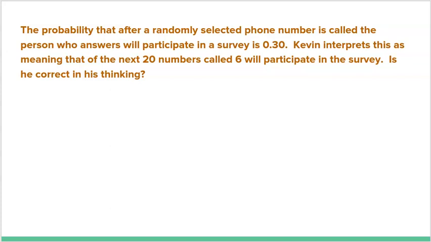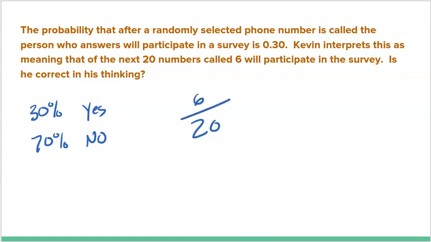All right, well, let me get a couple things straight here. There is a 30% chance that somebody will answer the survey. Common sense means that 70% chance they will not answer the survey. So that's my sample space. Yes and no. Pretty easy sample space. Now, Kevin says that of the next 20 calls, 6 will say, yes, I'll participate in the survey.